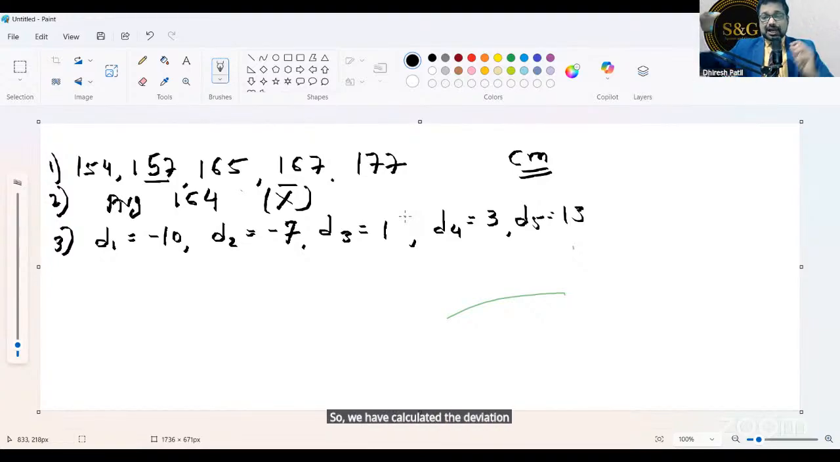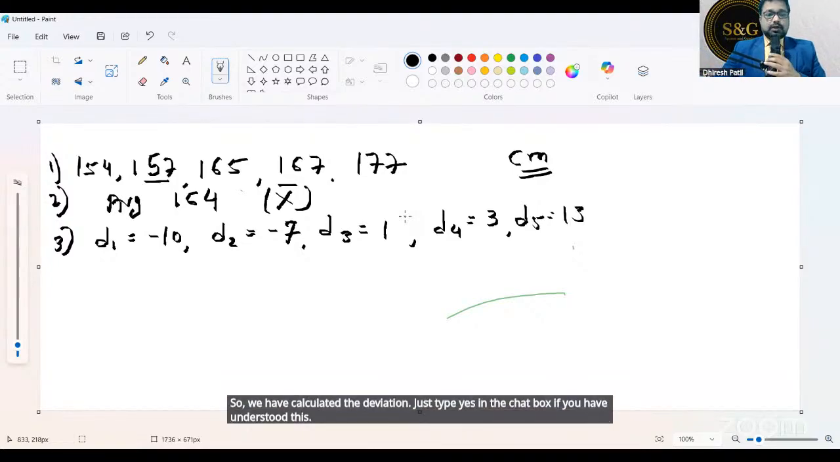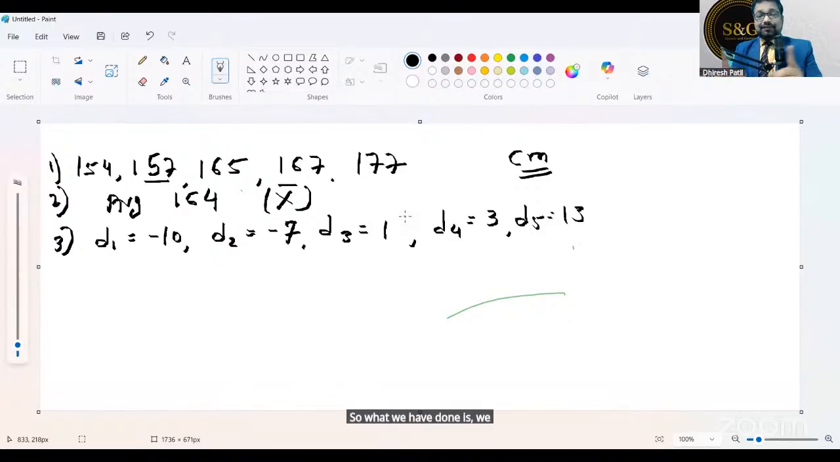Just type yes in the chat box if you have understood this. So what we have done is we have calculated the deviation. Yes, everybody? Yes, yes, yes, yes, yes. Very good, very good. Chalo.